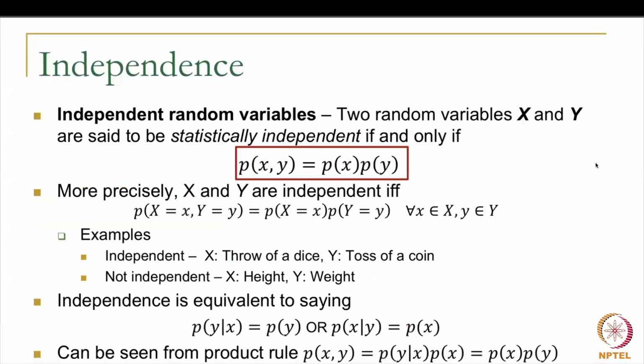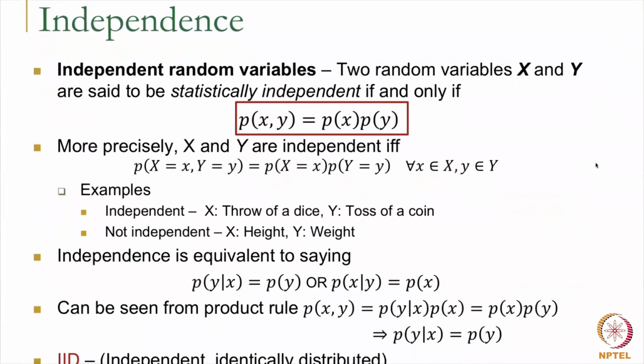The first idea is that of independence. You would have seen this again earlier within school, within college, etc. So two random variables x and y are said to be statistically independent if and only if... okay, so this is the definition of independence. P of x comma y is P of x multiplied by P of y. Now you have to be really, really careful when you say this.